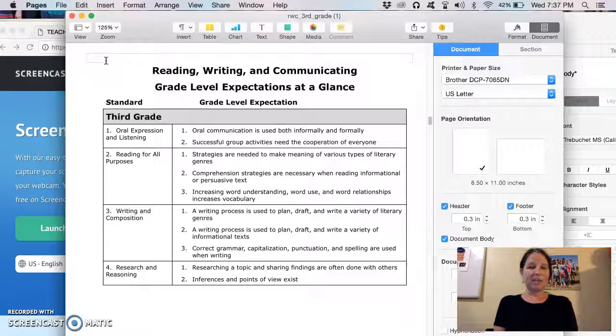If you go down to number 3 here, writing and composition, and then over to here, the number 3, correct grammar, capitalization, punctuation, and spelling are used when writing. That is what I focused on for my unit. As I look back, I feel like the planning went well because I started with a Common Core standard and then planned backward from that.